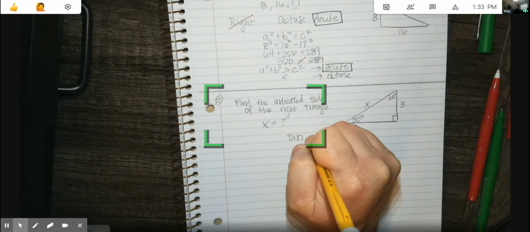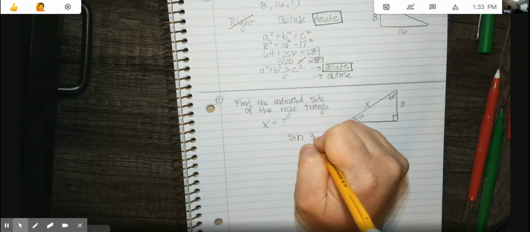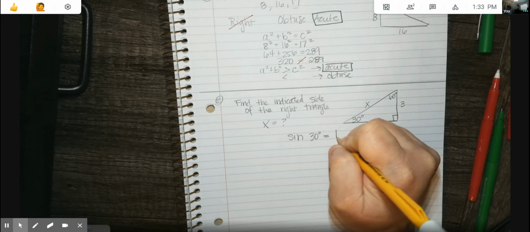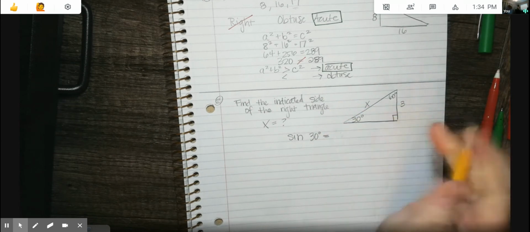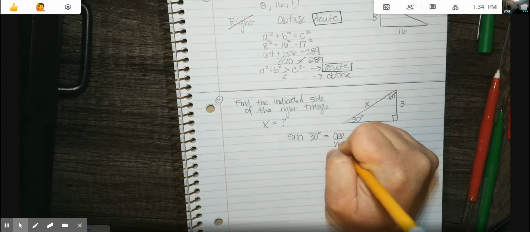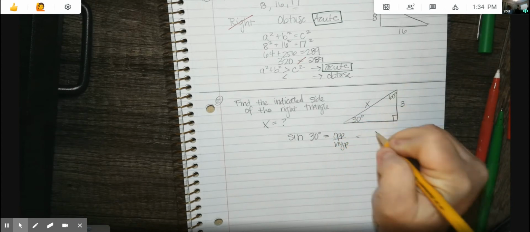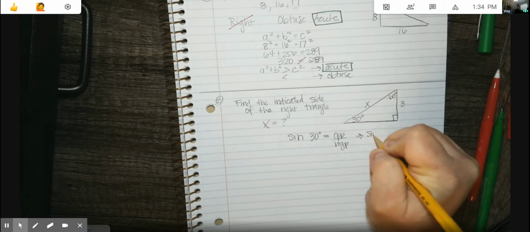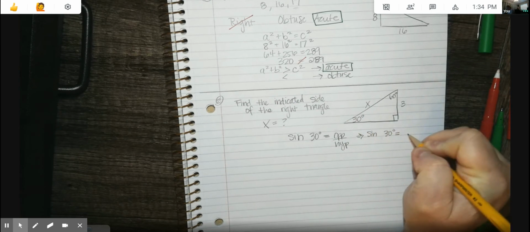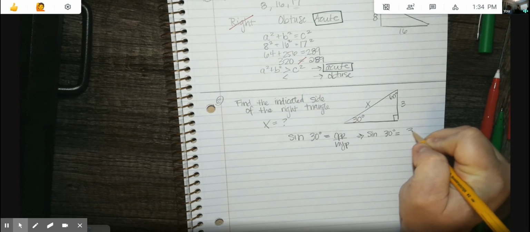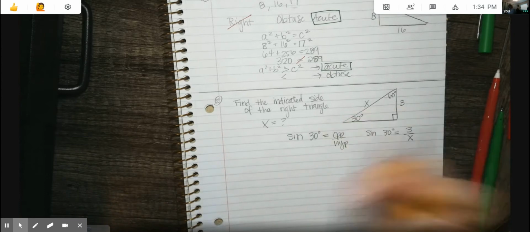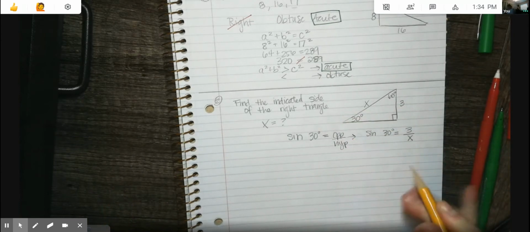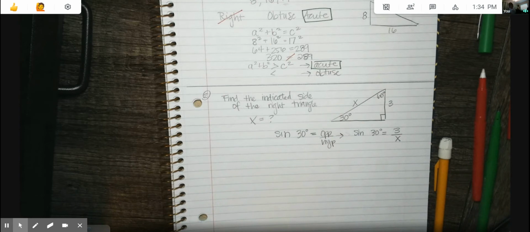And sine is equal, so it's going to be the sine of 30 degrees, which is going to be equal to the opposite over the hypotenuse, which means the sine of 30 degrees is going to be equal to 3 over x. And now to get rid of that fraction, that x, you need to multiply the x out on both sides.